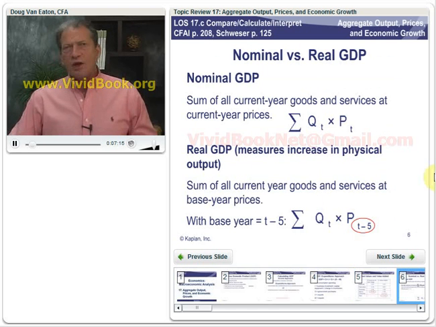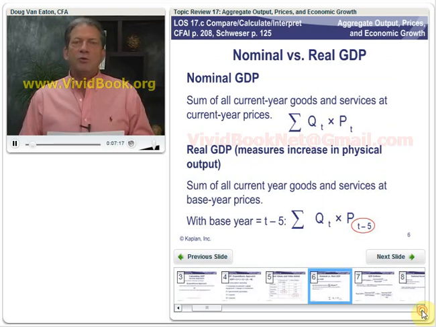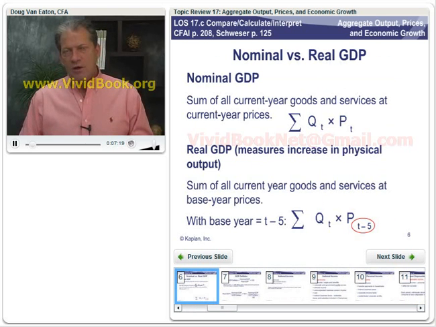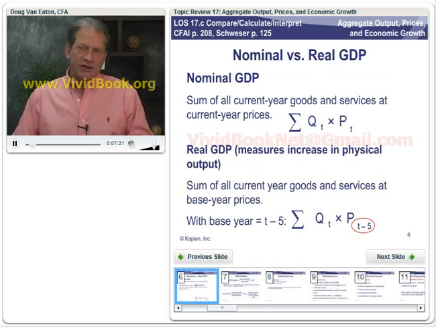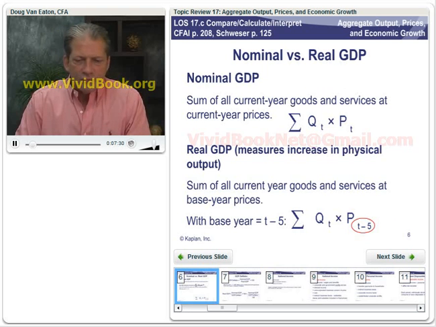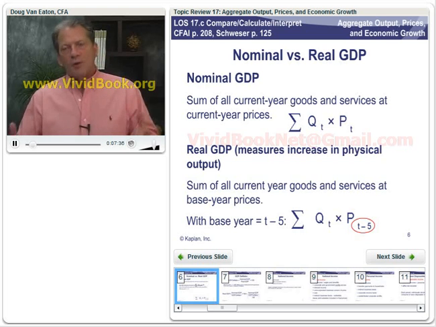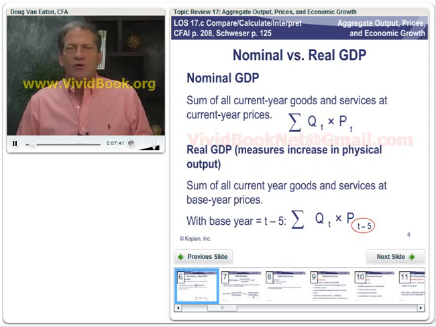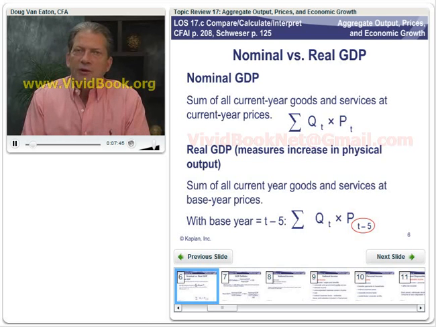Okay, now let's look at nominal versus real GDP. When we talk about nominal GDP, we're talking about it in dollars or in yen or whatever the currency units are. And we said, well, it's the final goods, all final goods, their prices times their quantities. So that's simply what we have here. Sum up the quantity times the price for everything produced in the economy over that period, or all final goods and services produced in the economy over that period, and add them up.